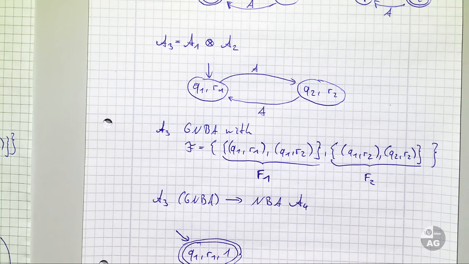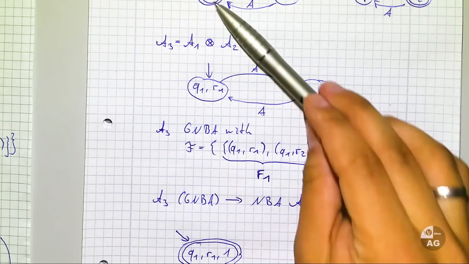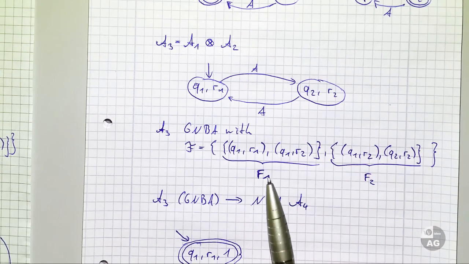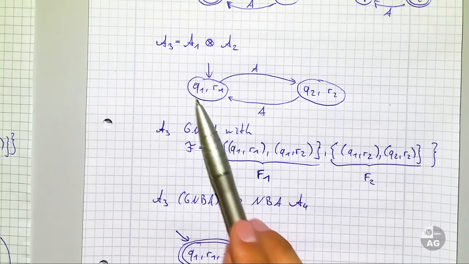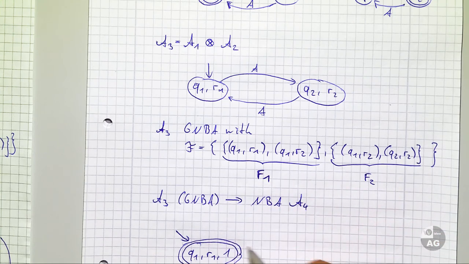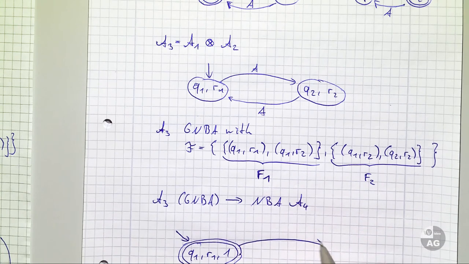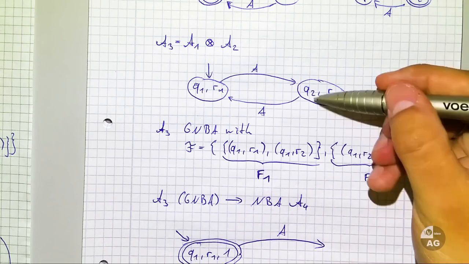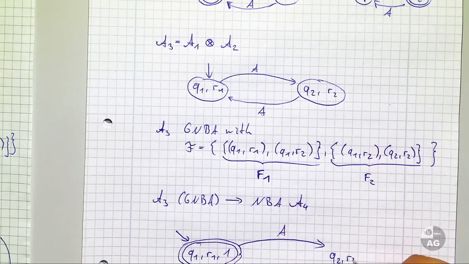Okay, where can we go from here? First of all, we observe Q1 is accepting in the first automaton, right? So with respect, I should say, this state, Q1, R1, is accepting in F1. This is why in our first copy, this is an accepting state. And it means that we change the outgoing transitions to move to the second copy that we need for F2. So we move to Q2, R2, but this time in the second component.